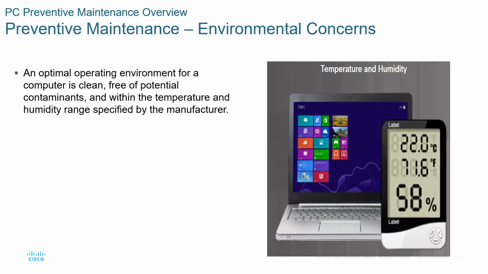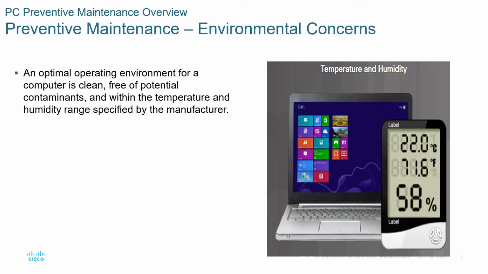How about the environmental concerns when we talk about preventive maintenance? Some computer parts operate in a certain temperature range and under an optimal humidity range. We need to make sure we keep all of our computer parts within these ranges that are specified by the manufacturer.